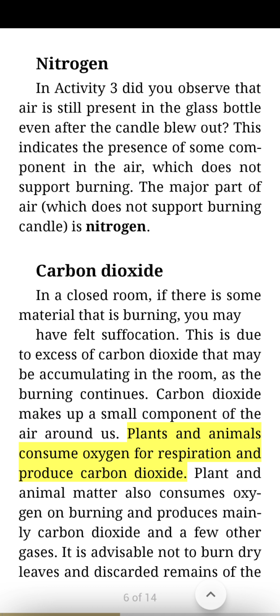Plants and animals consume oxygen for respiration and produce carbon dioxide. Plant and animal matter also consumes oxygen on burning and produces mainly carbon dioxide and a few other gases. It is advisable not to burn dry leaves and discarded remains of the crop, which pollute our surroundings.